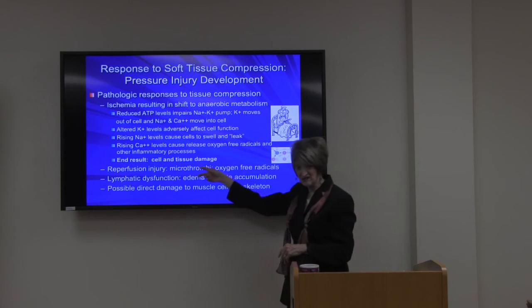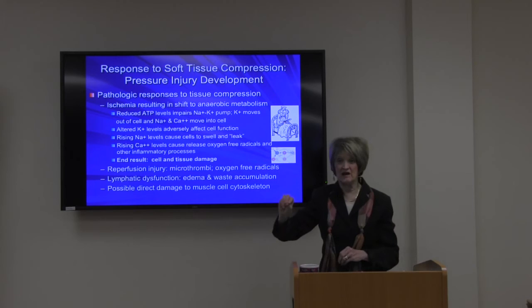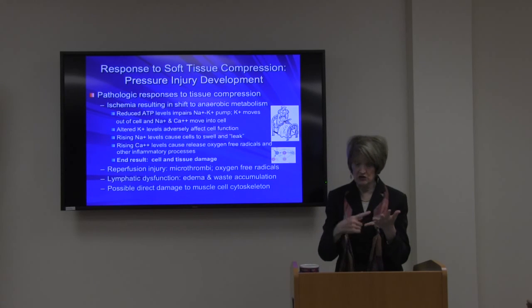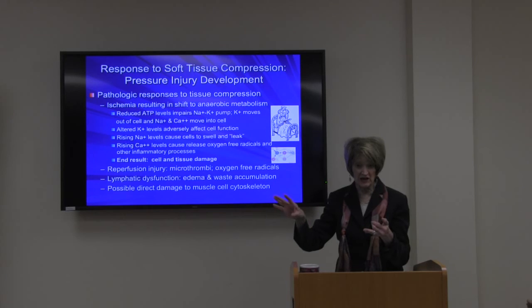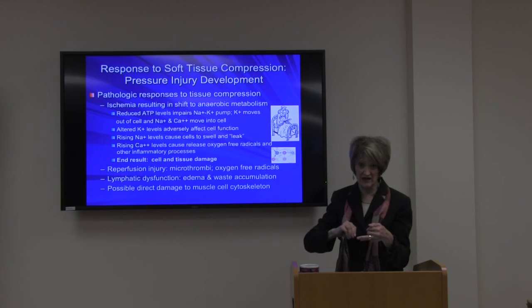So what's the end result of tissue ischemia? Cell and tissue death. In addition to ischemic injury, remember, there's the potential for reperfusion injury, where you form microthrombi that block distal vessels and cause ischemic damage all over again. Also, reperfusion injury involves the negative effects of oxygen-free radicals to the endothelial lining of the vessels.